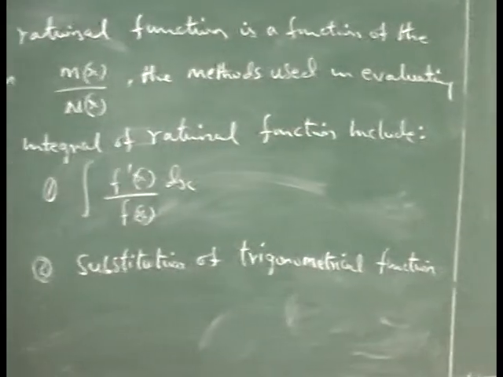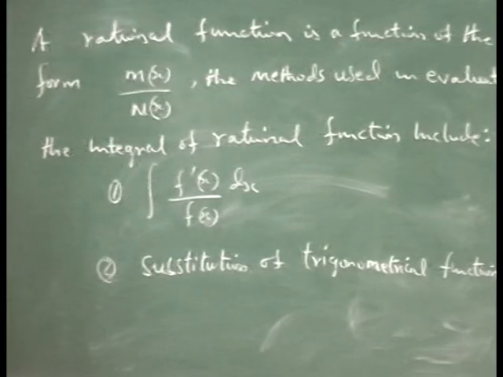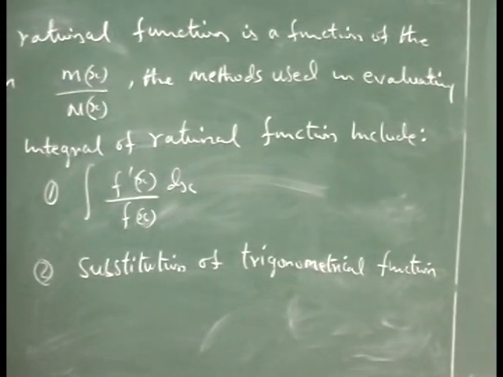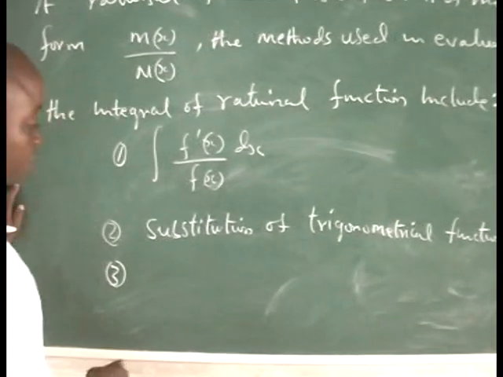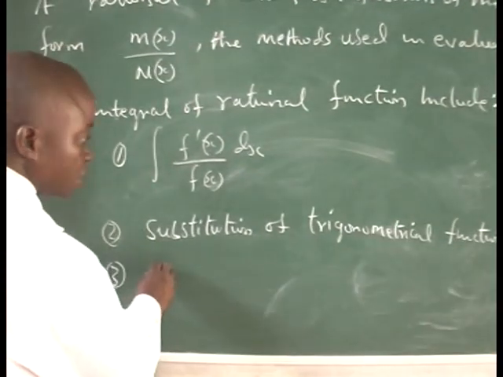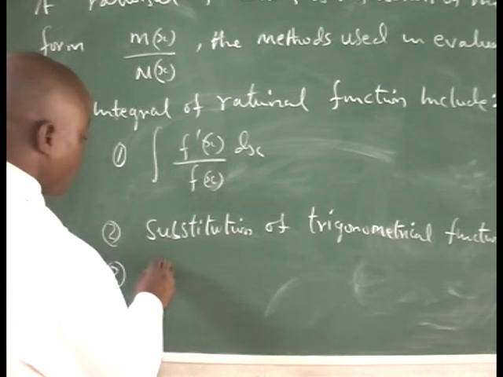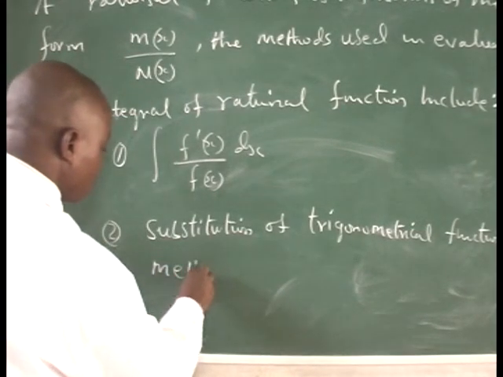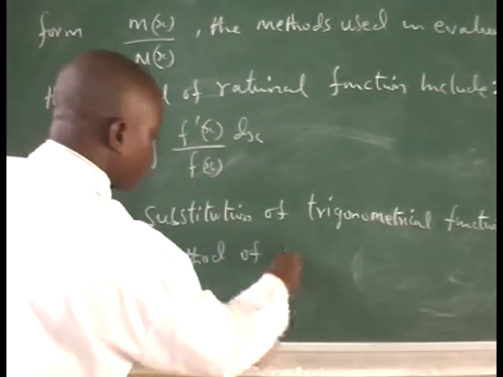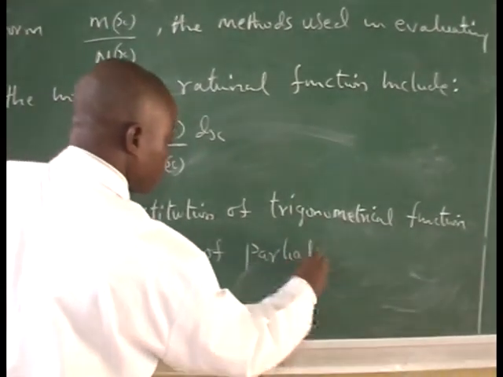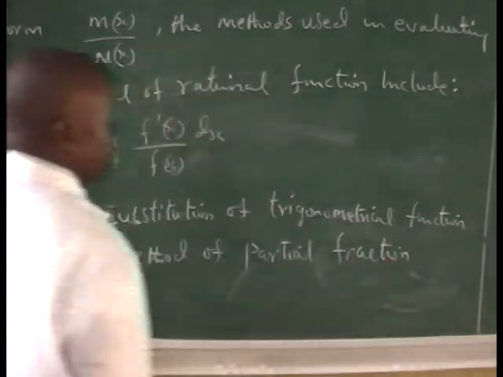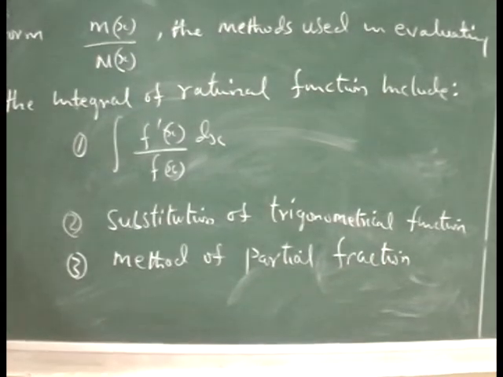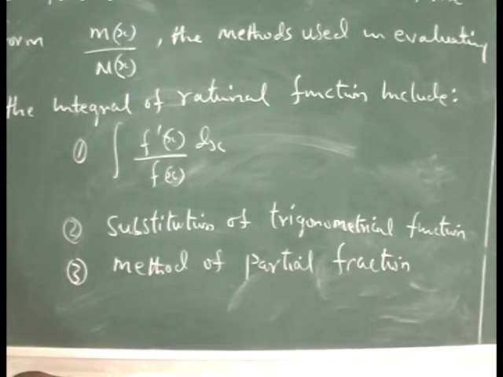We can also substitute a trigonometric function. We have another one, number 3. That one is the method of partial fraction. You can use partial fraction to integrate a rational function.